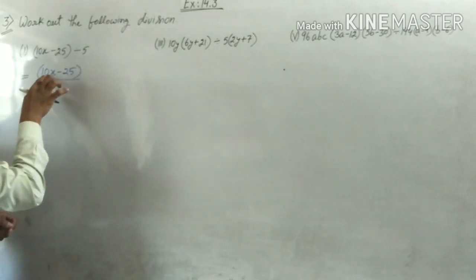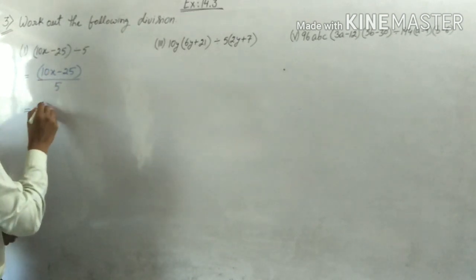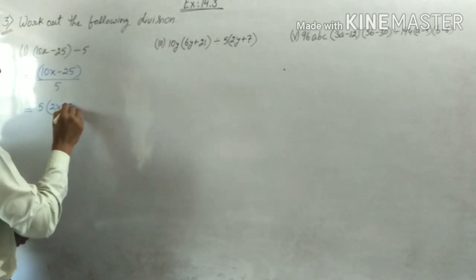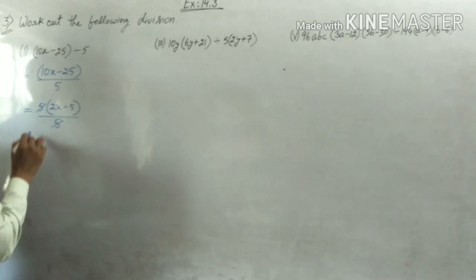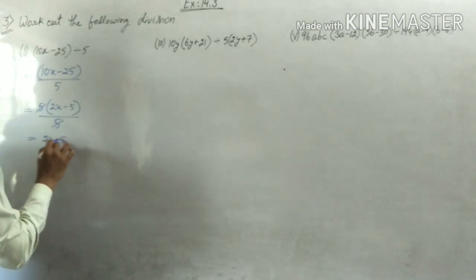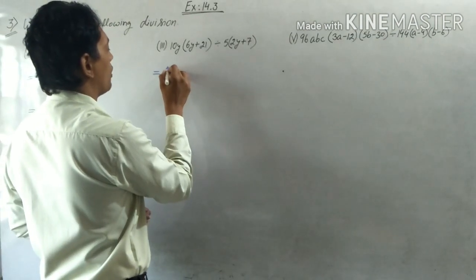We can take 5 common from both terms here. So taking 5 common, in the bracket it's remaining 2x minus 5, divided by 5. This 5 gets cancelled and the final answer is 2x minus 5. So this is your final answer of division. Let's write the next one in the numerator and the denominator format.